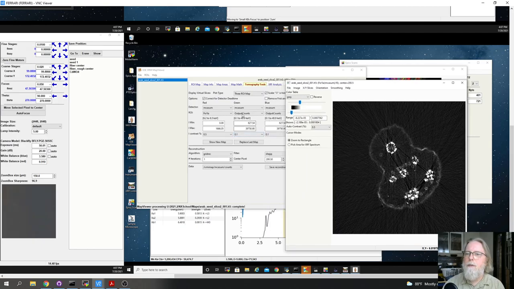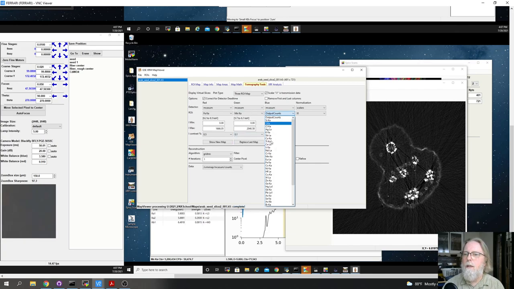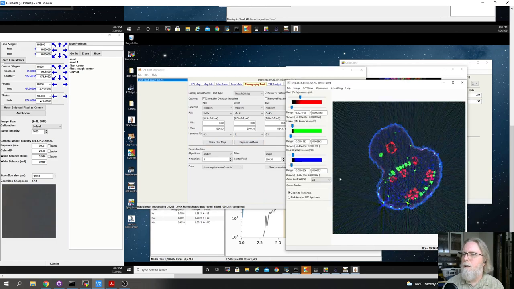So if I make a map that's iron in red, manganese in green, and calcium in blue, then that looks about like this. So calcium is on the exterior. You see green here for manganese, and then red for iron.